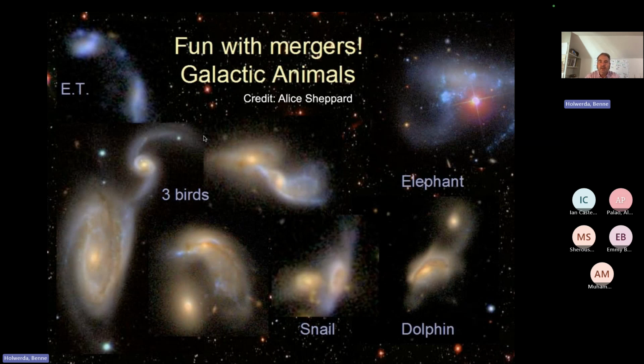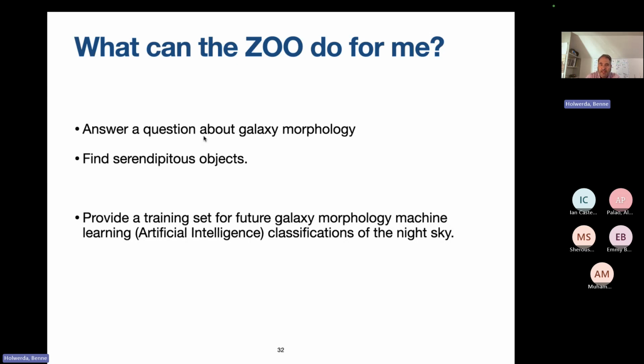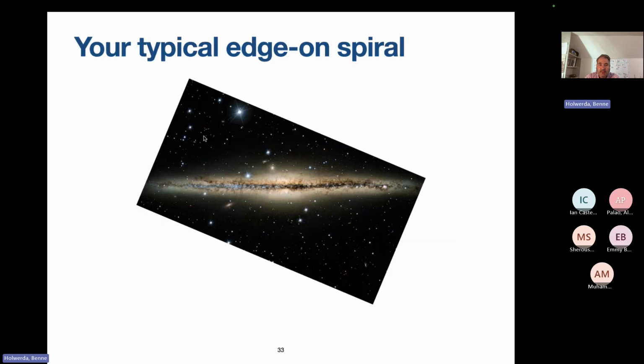So these are rare, odd-looking, pretty-looking things, and they are interesting enough to go follow up on, right? Or just take a fantastic picture of. So what can the zoo do for me? If you have a question about galaxy morphology, you can find serendipitous objects, serendipity meaning pure dumb luck, right? If you need pure dumb luck to see the thing, then having 300,000 people look at all the pictures, they're going to pick up on a lot of them. And you provide a training set for future galaxy morphology learning because we're expecting more and more data as it comes in, so we can have something that is as good as the Galaxy Zoo.